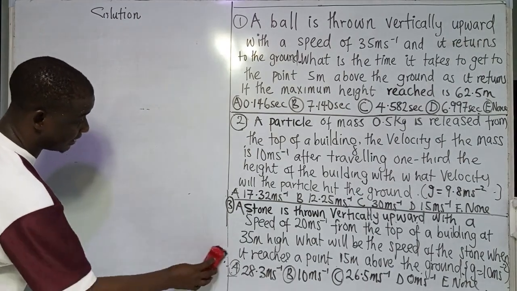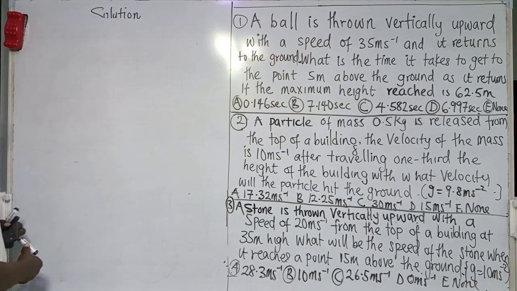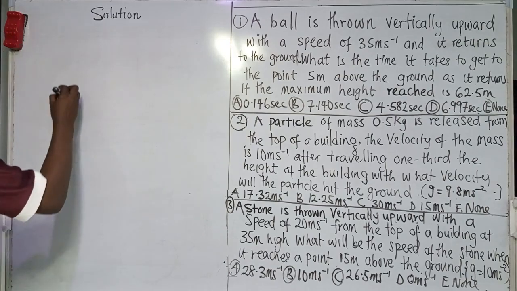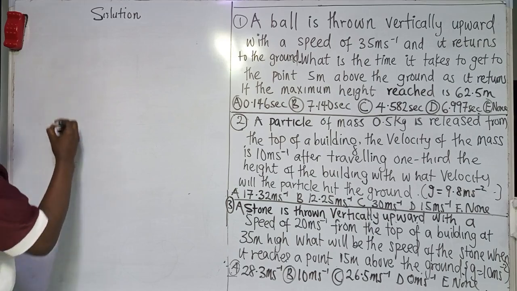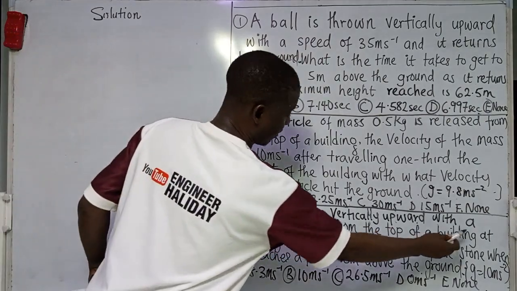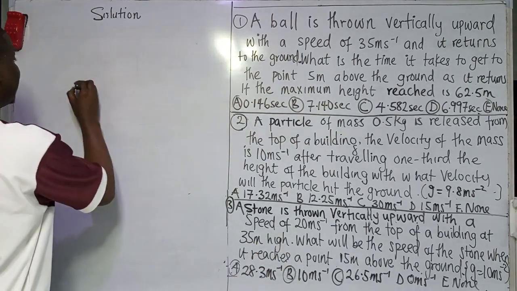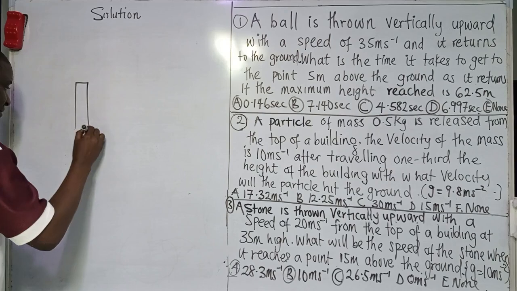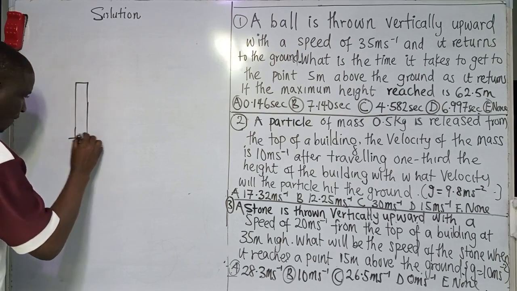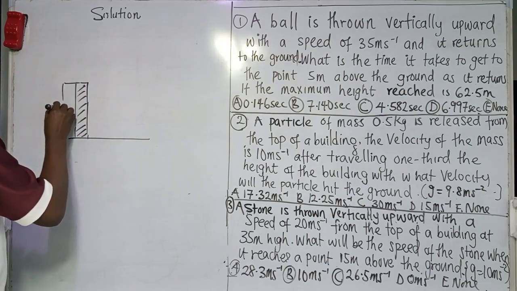So our answer for number 2 is A. Now for number 3, which is the last question. They said a stone is thrown vertically upward with a speed of 20 meters per second from the top of a building 35 meters high. This is the height of the building, 35 meters high.